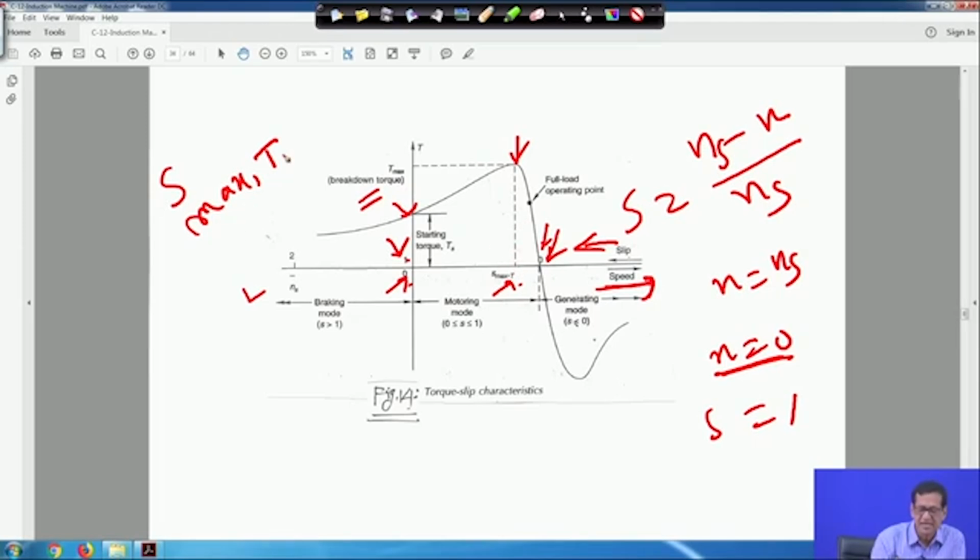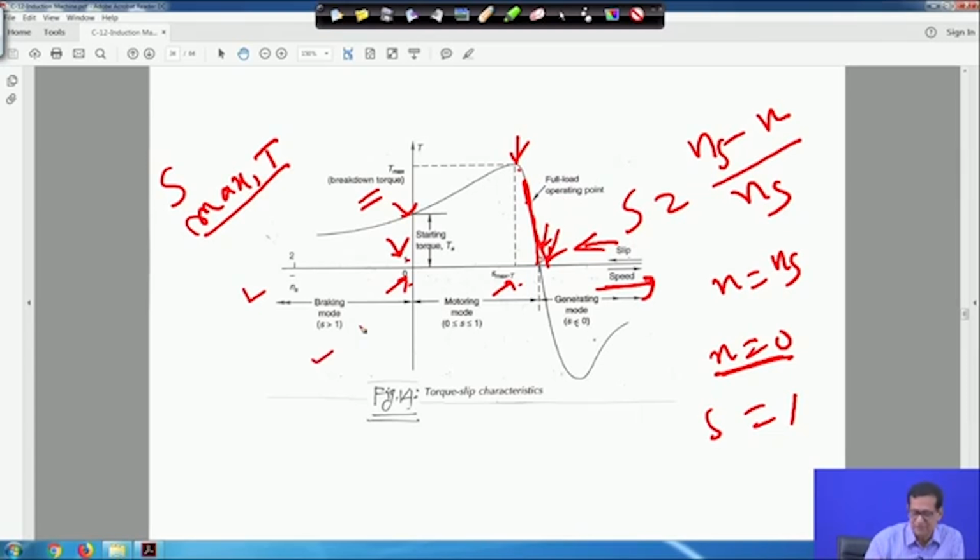So, we write S max T. The max T means this is the value of slip for which the torque has maximum torque, and this is called your breakdown torque. And this is actually some point here, the full load operating point. At a low value of slip you will find something like a straight line region, and the machine will operate in between this point and this point; somewhere there is the full load operating point. This is the torque slip characteristic if you draw it.